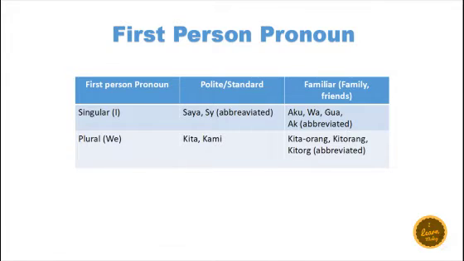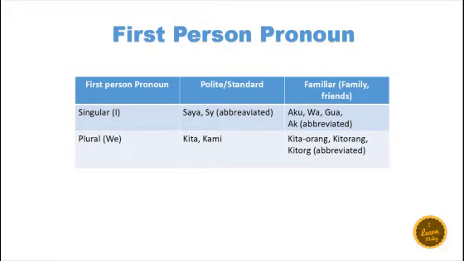And at the next column is I, translated to familiar, I in English translated to aku, wa, gua. There are two versions of abbreviated forms for singular I. One is saya, which is abbreviated to only S and Y. Meanwhile, in the familiar column we can see that it is abbreviated to A and K. This is normally done by the teenagers nowadays, where they use a lot of social media applications like WhatsApp and Instagram and so on. But I recommend that you use only saya, because since you are not familiar with the language itself and not to be rude to the people around you, it is better to stick to saya.